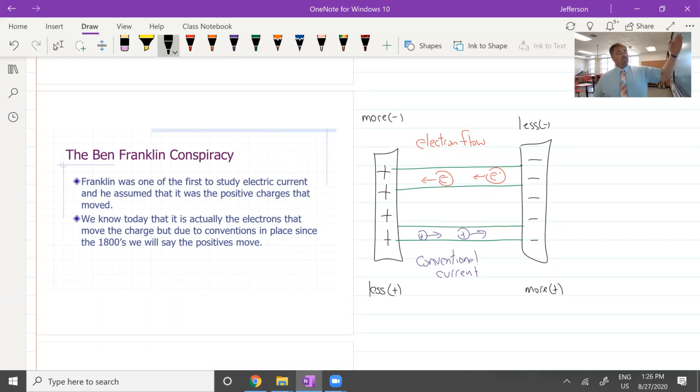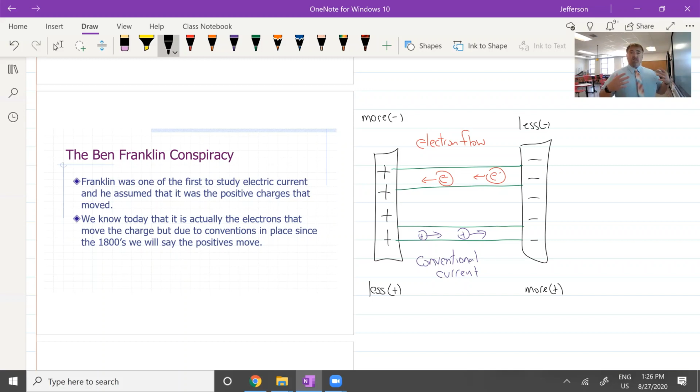Well, less negative and more positive, they mean the same thing. More negative, less positive, they mean the same thing. And so the end result is the same. It really didn't matter how we got there. It's still going to end up with the same result.